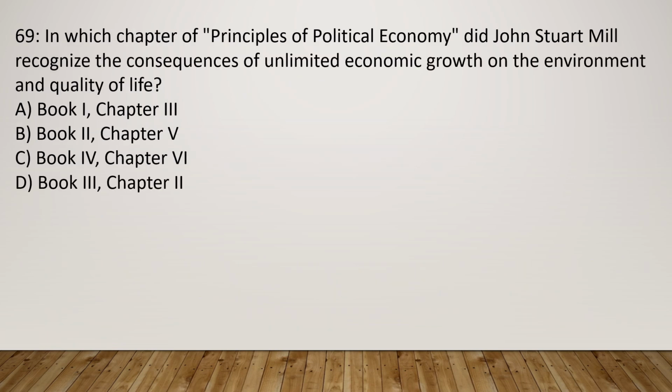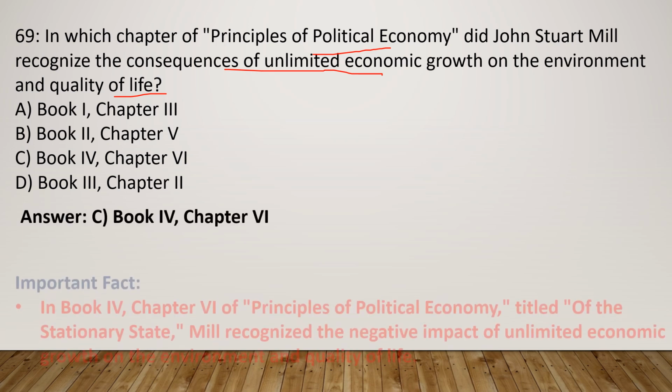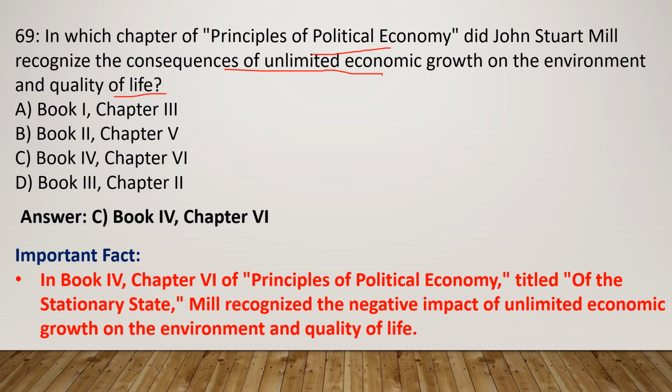In which chapter of Principles of Political Economy did John Stuart Mill recognize the consequences of unlimited economic growth on the environment and quality of life? Book 4, Chapter 6. In Book 4, Chapter 6 of Principles of Political Economy, titled Of the Stationary State, Mill recognized the negative impact of unlimited economic growth on the environment and the quality of life.